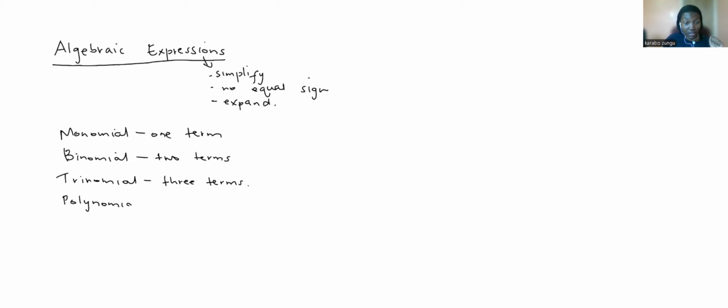And then we have another one that is called a polynomial. What is a polynomial? A polynomial consists of two or more terms. It can be 3 terms, it can be 5 terms, it can be 6 terms, it can be 10 terms. That's a polynomial as long as it consists of more than 2 terms. So we can't say a monomial is a polynomial. It's not. Okay. Now let's continue to the next part.